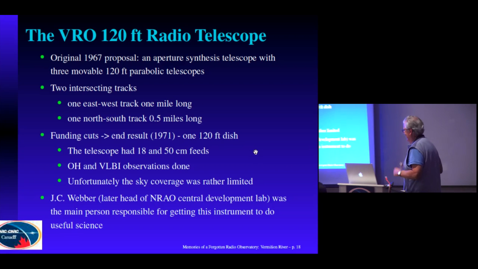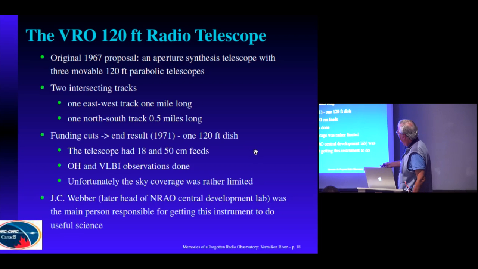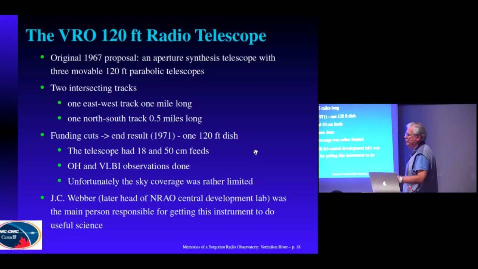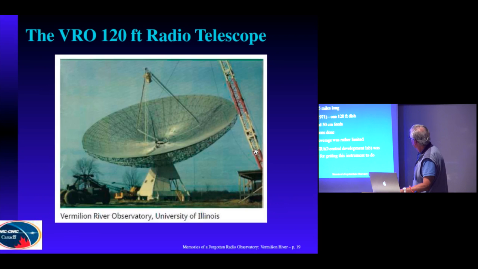Anyway, John Weber, I worked a lot with him on this telescope. John Weber didn't get tenure because he didn't publish enough, and he liked messing around with instrumentation. So appropriately, he later became head of the NRAO Central Development Lab, as probably some of you know, and did a very good job there. So I worked with him quite a bit on this. This is the way this thing looked.